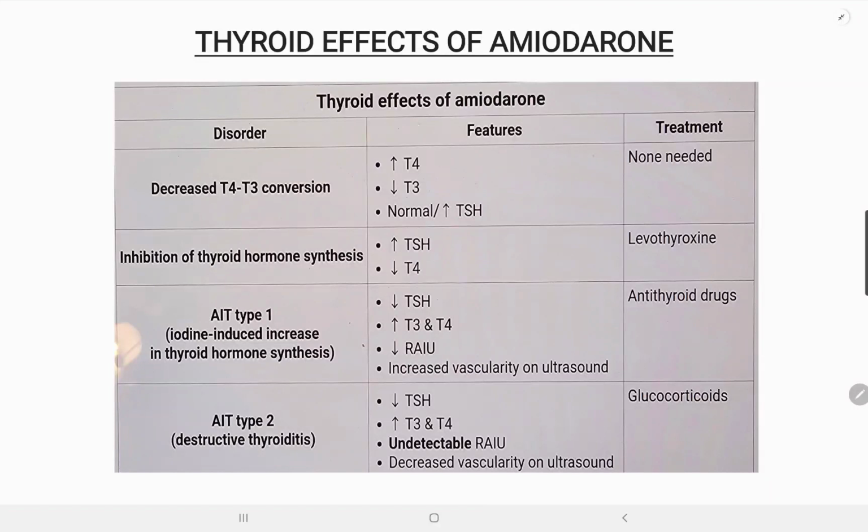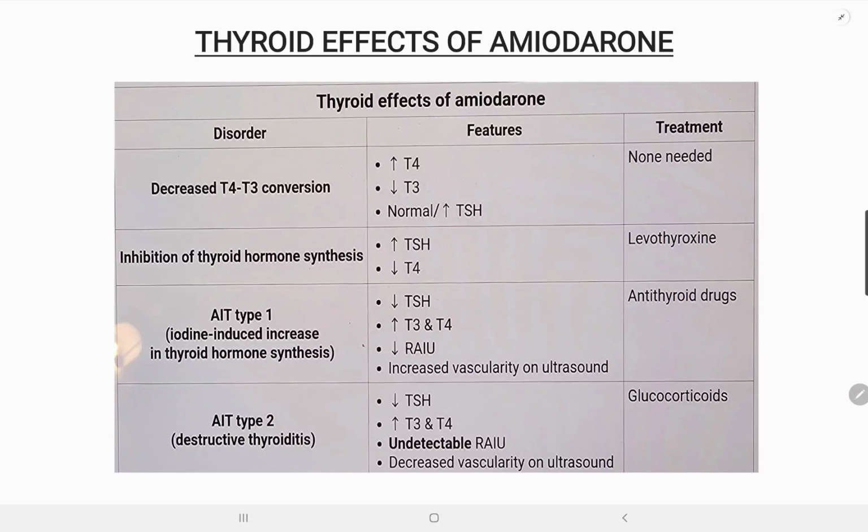Thyroid effects of amiodarone. Amiodarone may cause significant thyroid dysfunction due to its high iodine content, direct effects on the thyroid follicular cells, and changes in thyroid hormone metabolism. There are three thyroid-related syndromes associated with amiodarone use.